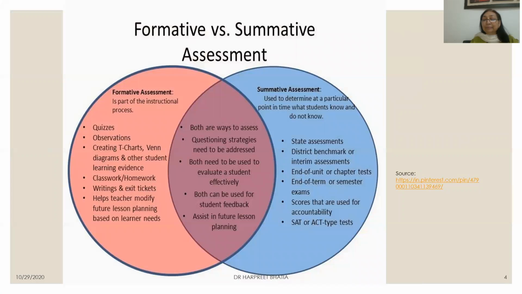So SATs, we know, are what were referred to as the Scholastic Achievement Test. And ACT is not there in our country. It is related to the American testing style.